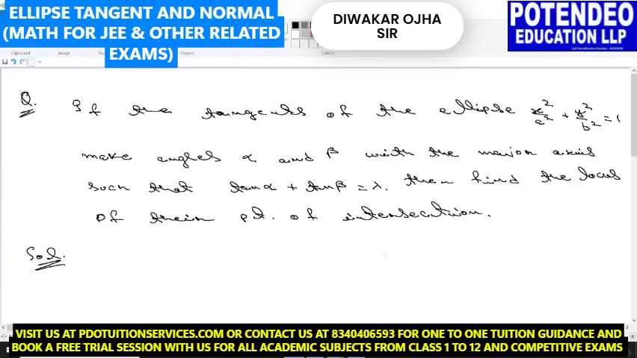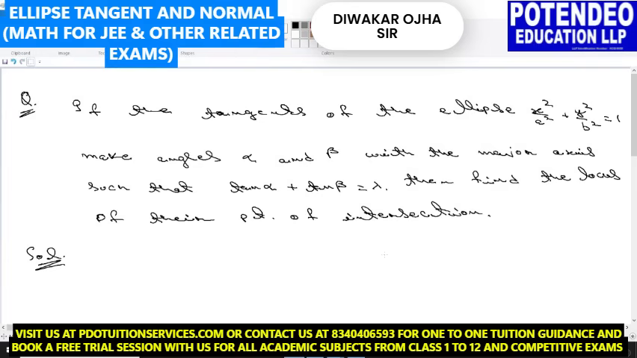With the two angles which are made with the major axis, can we take two slopes, M1 and M2? Correct. I'm taking M1 as tan alpha and M2 as tan beta. They have given that tan alpha plus tan beta is equal to lambda. So M1 plus M2 is equal to lambda.